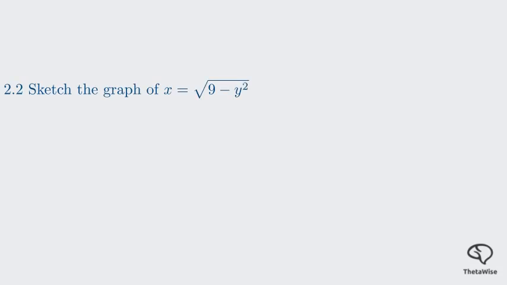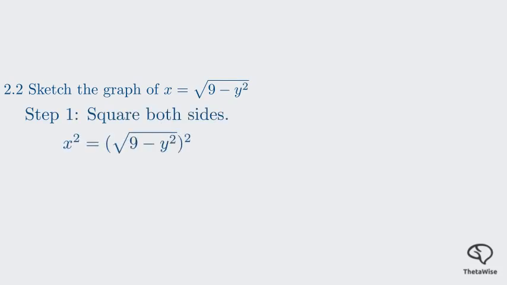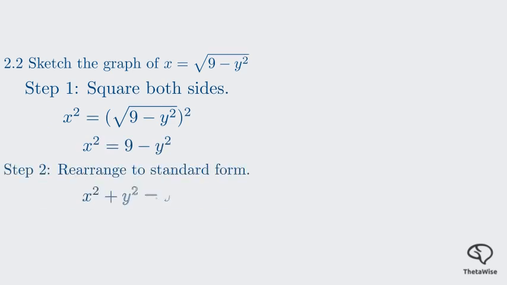Now for 2.2, x equals the square root of 9 minus y squared. We'll follow a similar process. This time, we need to square both sides to remove the square root around y. Squaring x gives x squared. Squaring the square root of 9 minus y squared gives 9 minus y squared. So we have x squared equals 9 minus y squared. Rearranging this into the standard form of a circle, we add y squared to both sides. This gives us x squared plus y squared equals 9. This is a circle centered at the origin with a radius of the square root of 9, which is 3.